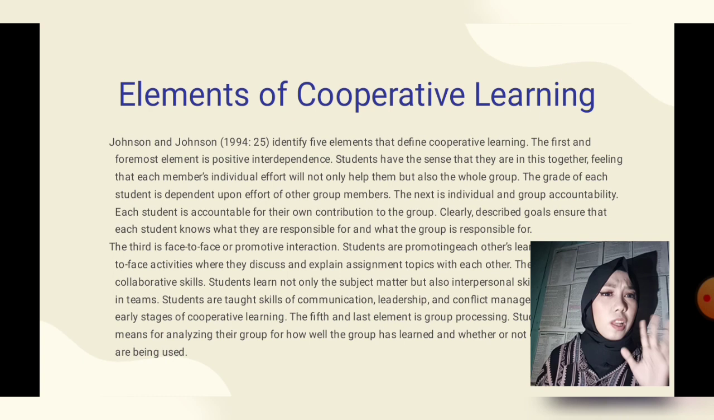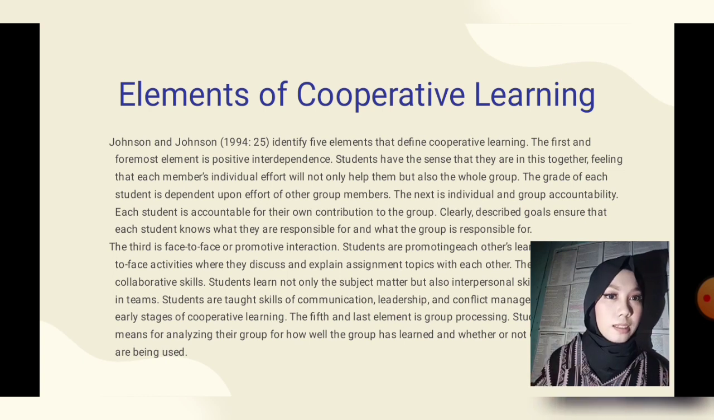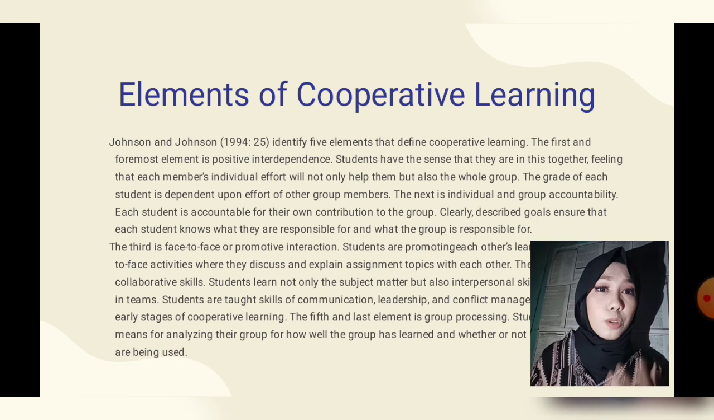Now I will explain about elements of cooperative learning. We have 5 elements that define cooperative learning. The first and foremost element is positive interdependence. Students have the sense that they are in this together, feeling that each member's individual effort will not only help them but also the whole group.